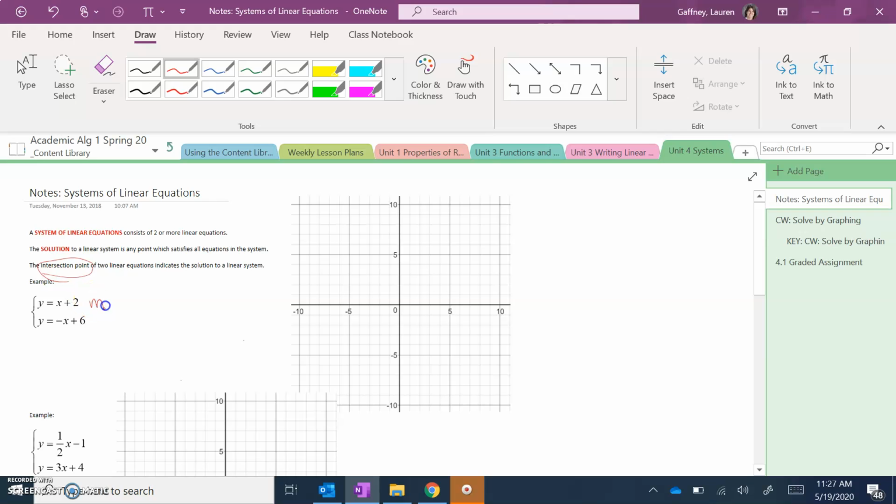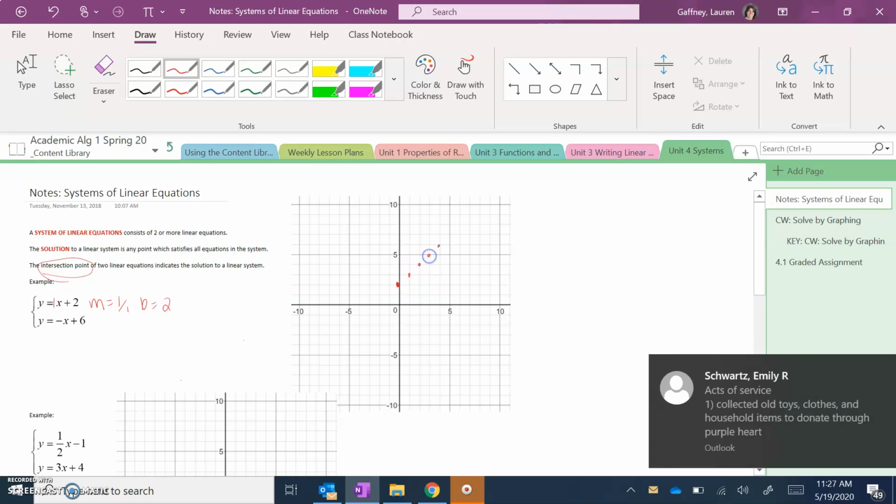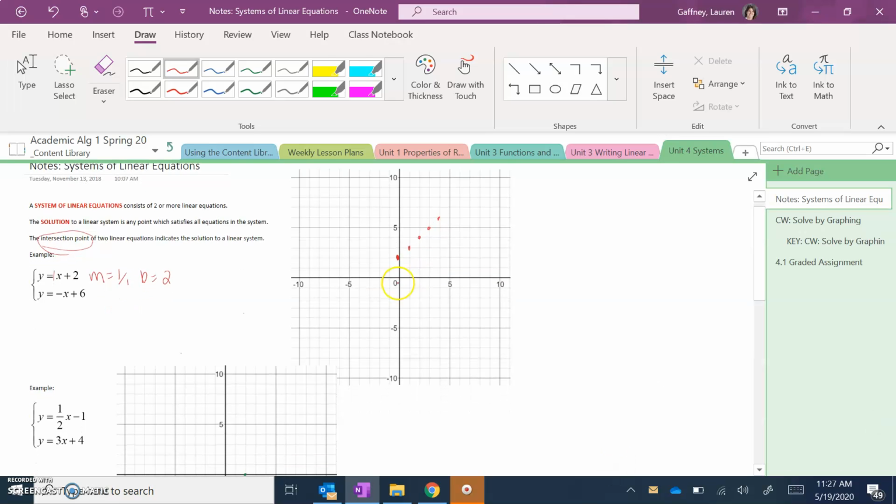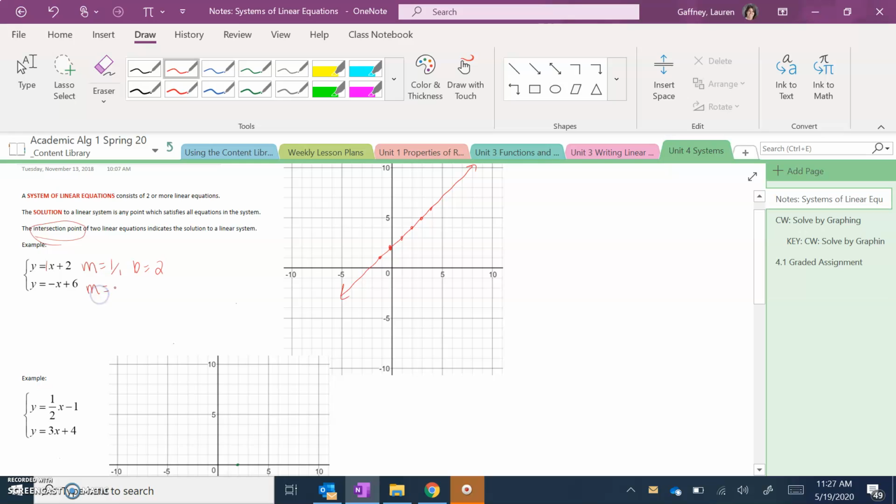So here my m is technically 1 over 1, and my b is 2. So to plot that, we would go to 2 on the y-axis, and then my slope, up 1 over 1, up 1 over 1. Now you want to be fairly precise on these so that you can see the intersection point correctly. Okay, this one, my m is negative 1 over 1, and my b is 6. So start at your y-intercept of 6, go down 1, right 1, down 1, right 1, and we can see that they're going to intersect at this point right here.